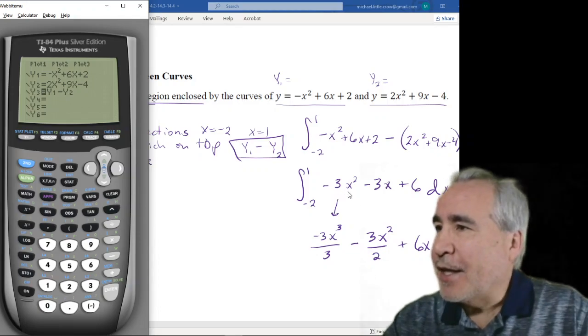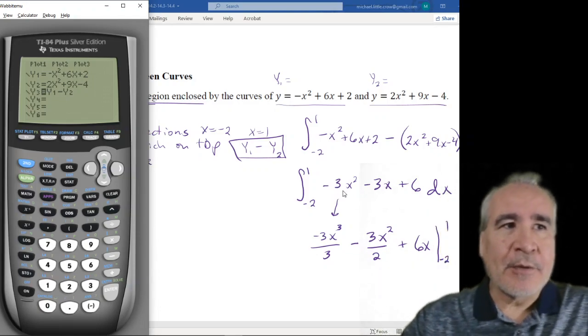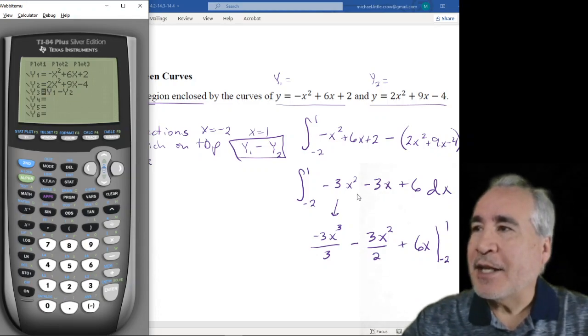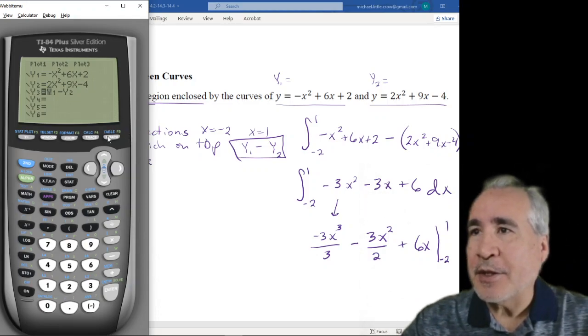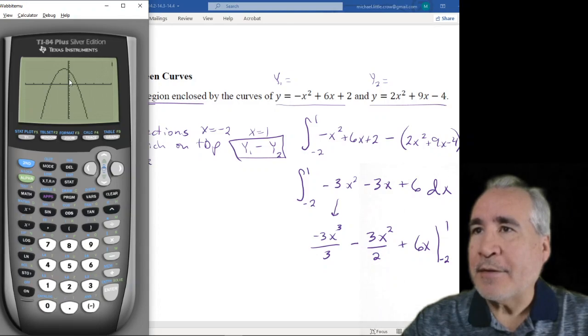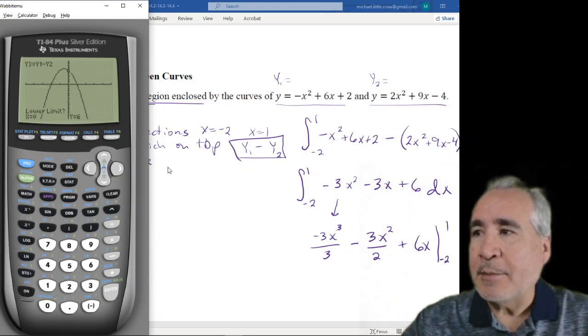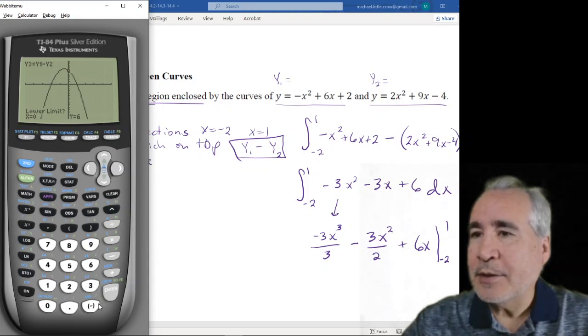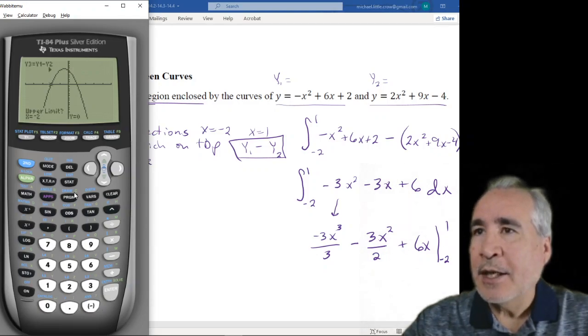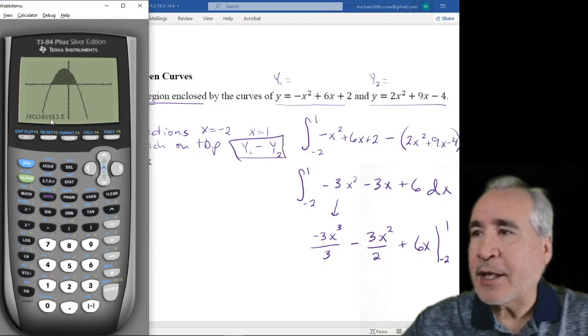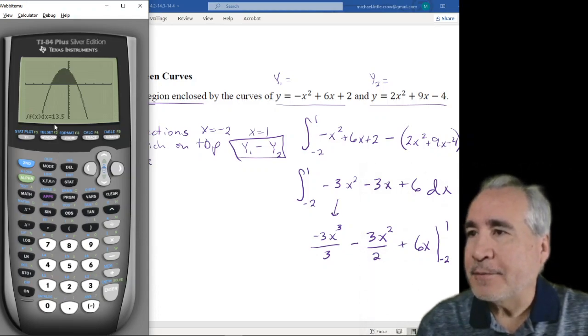Yeah, you can see that. -3x squared minus 3x. Okay, so that's what we're going to see. We'll hit the graph. There it is. And now we get the area underneath this curve, and we do that by going second calc number 7. The lower limit, we've got that is -2. Plug that in, hit enter. The upper limit is 1. That's what it's asking for now, so we hit 1, enter, and it fills it in, and it tells us that our answer is 13.5.